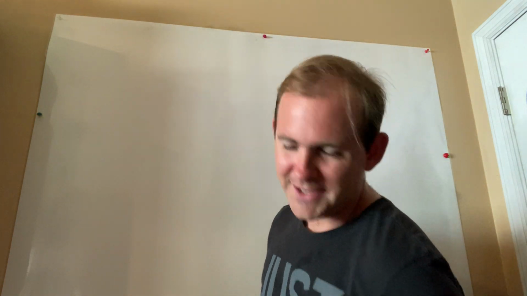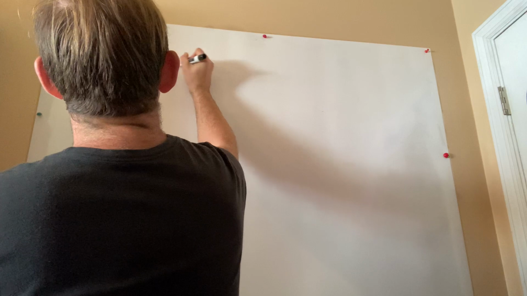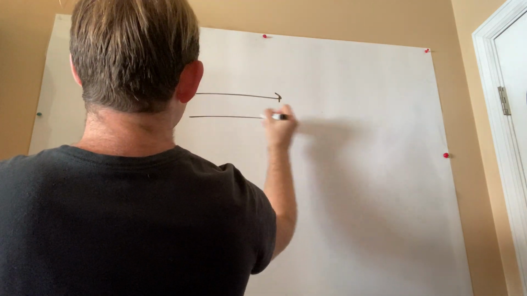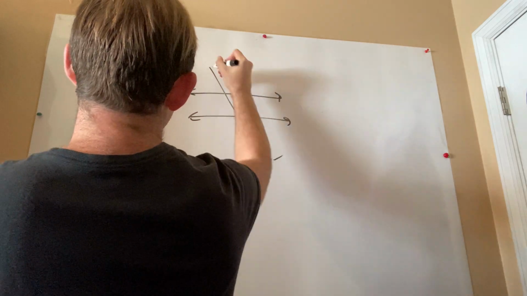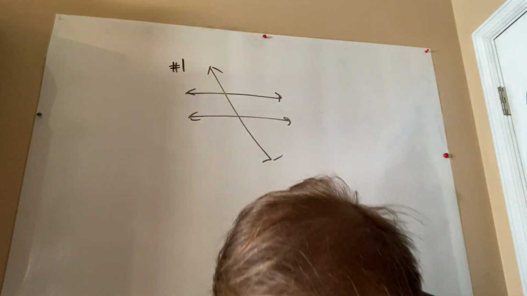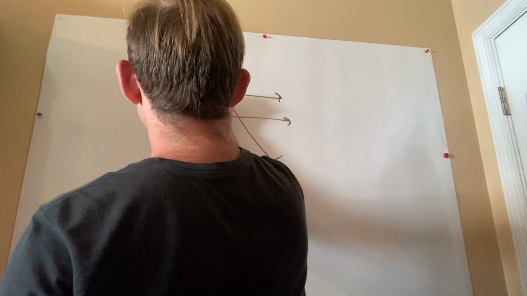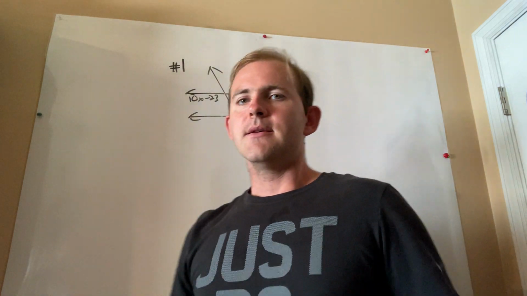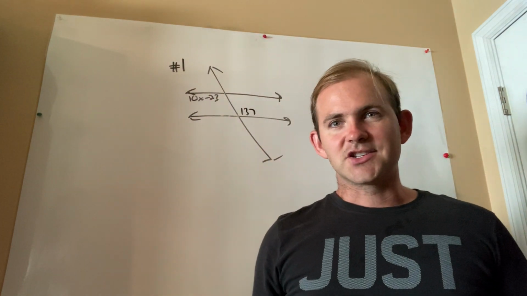Let's take a look together at page 12, example number 1. I think many of you will be pleasantly surprised just how easy this is. Alright, so they give me two angles here. They give me 10x minus 23, and they give me 137. Here's how to do this in a nutshell.